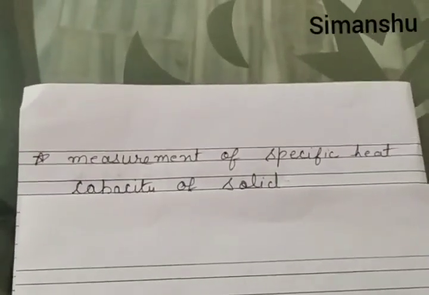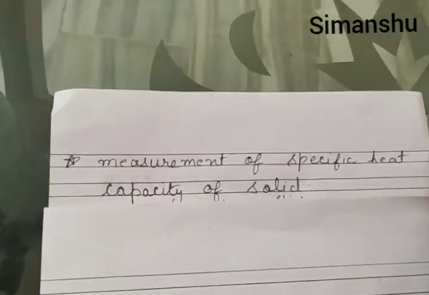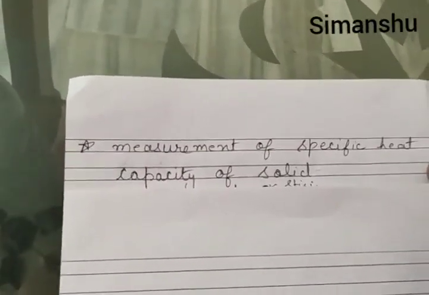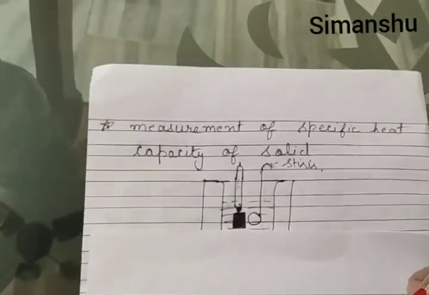Now we will discuss the measurement of specific heat capacity of a solid by using a calorimeter. For this, it is a very easy thing, just imagine or just look at the diagram.